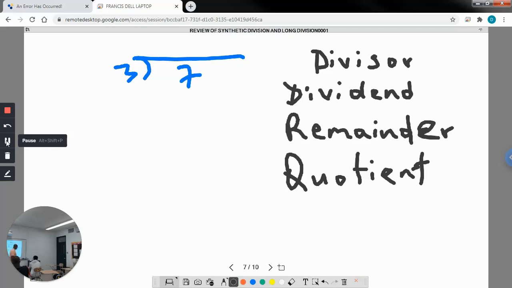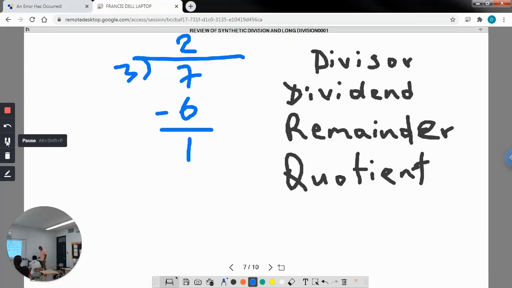Alright, so if you did that well, then you should get something like this. How many 3's can you get out of 7? 2. Alright, so 2 comes up here, right? Alright? So 7 divided by 3 equals 2. 2 times 3 equals 6, right? Then you subtract, and 6 from 7 equals 1, right?